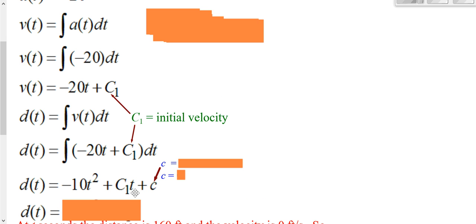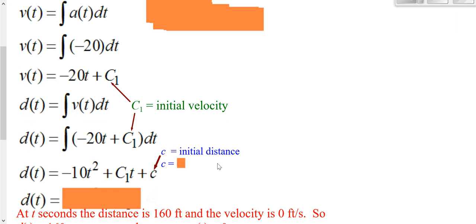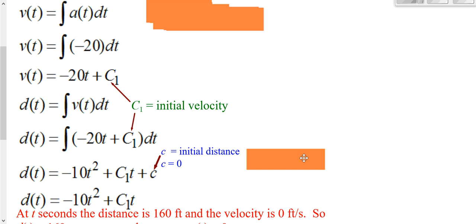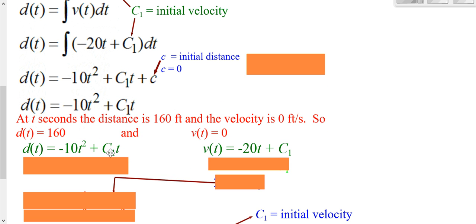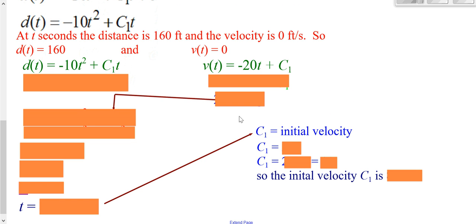In this case, because we're dealing with distance, this last constant would be your initial distance. Now, in the context of our problem up here, your initial distance would be right here at the beginning. Well, you hadn't traveled any distance at time 0, so your initial distance in the context of this problem is 0. So we get our initial distance equation to be this. So if I bring down my velocity equation and my distance equation, I would have my distance being here, my velocity being here.